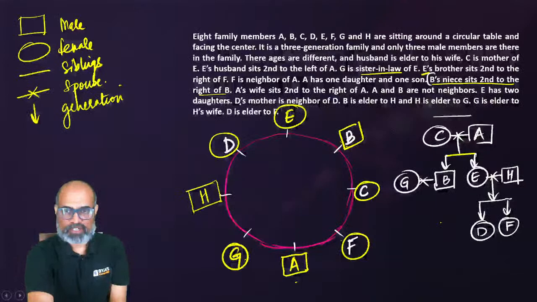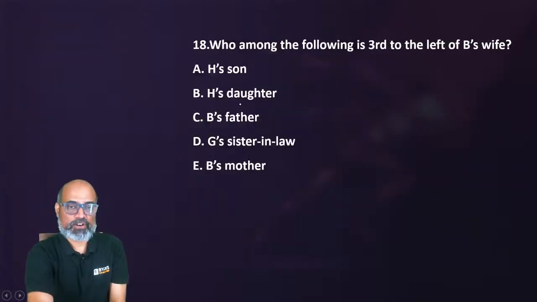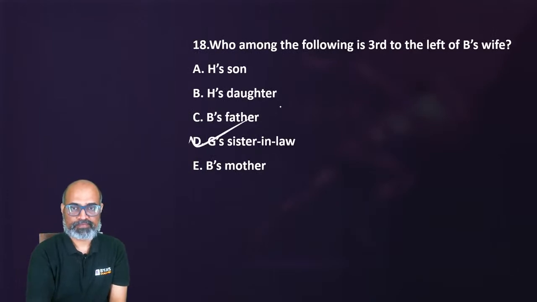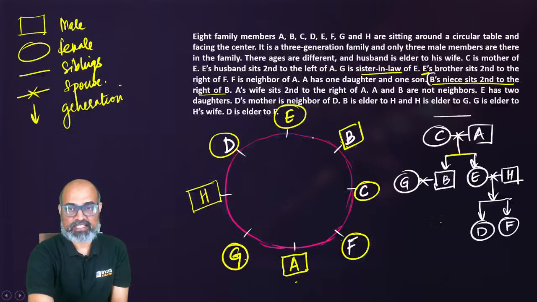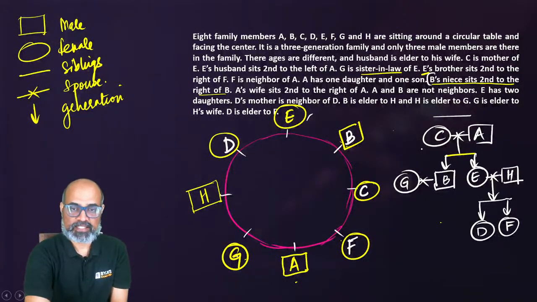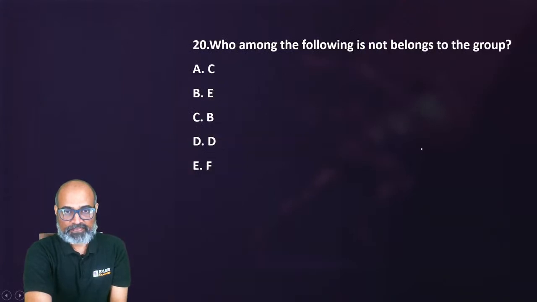No. G's sister-in-law is what we can have, right? This person E is G's sister-in-law. E is the answer. That person is G's sister-in-law. And the last question: who among the following does not belong to the group?